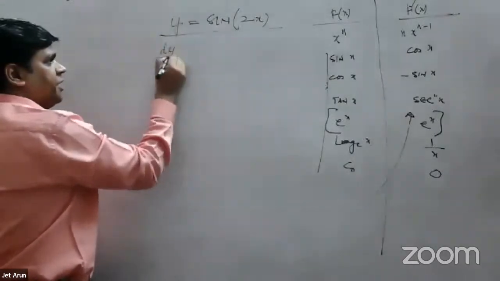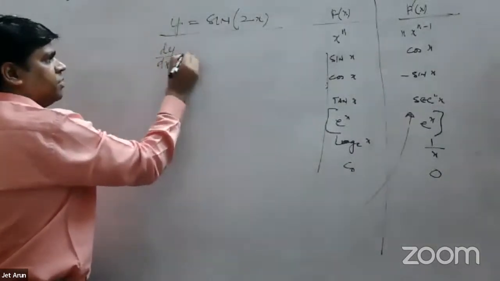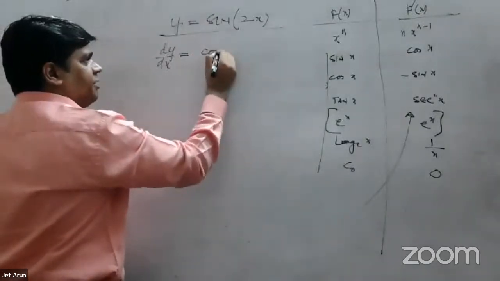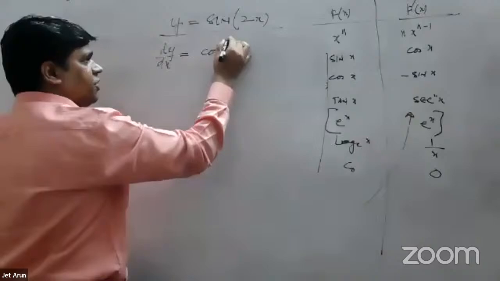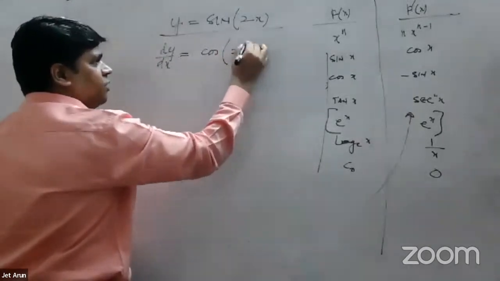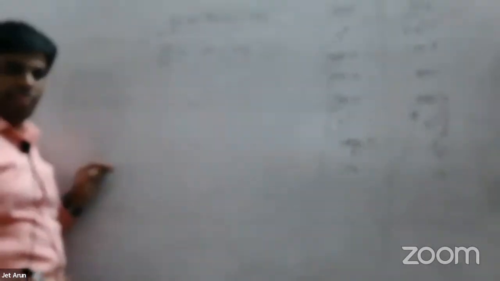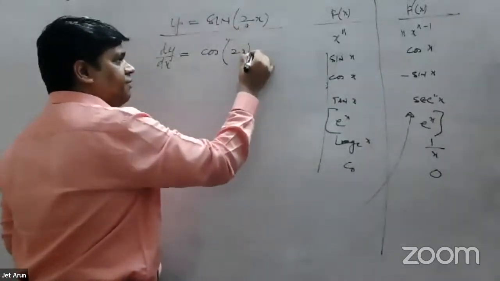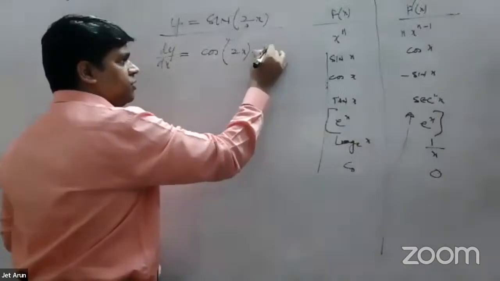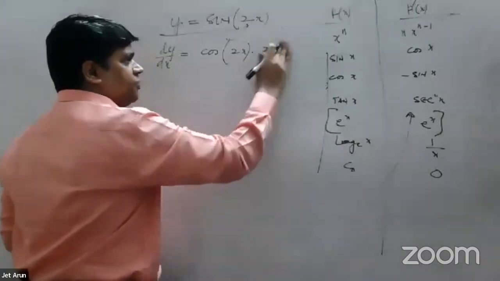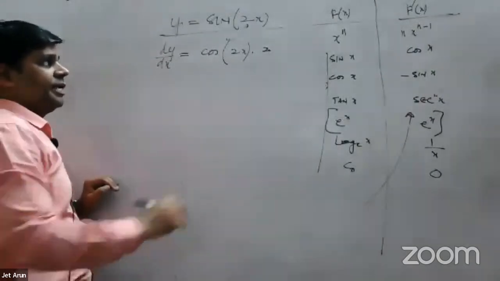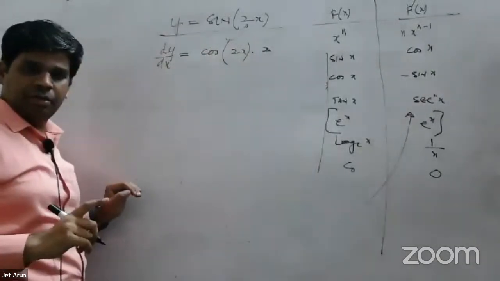So what I do, dy dx would be, outer function is sine, derivative of that is cos. I write the whole of the remaining function as it is. I now go inside the function, which is 2x. So derivative of 2x is 2 into x power 0, which is nothing but 2. Right? Is it okay? Derivative of 2x is 2, convinced, right?